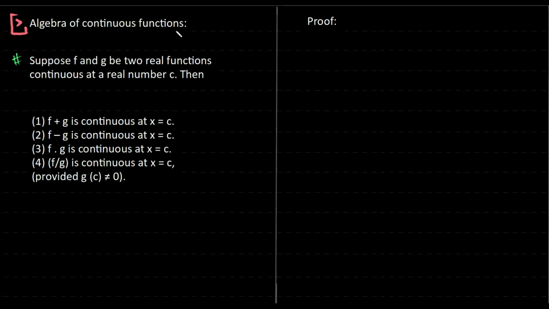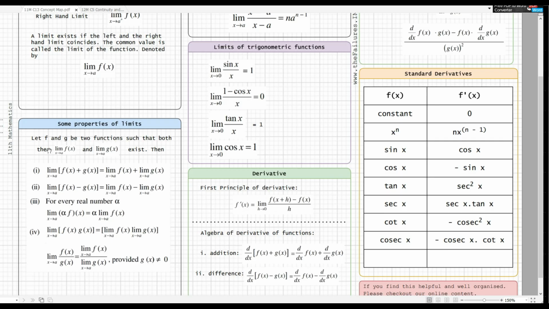We're looking at the continuity of functions. So what we have here is, if f and g are two continuous functions, say at point c, then the algebra of them will also be continuous. It will make a lot of sense if you understand this.